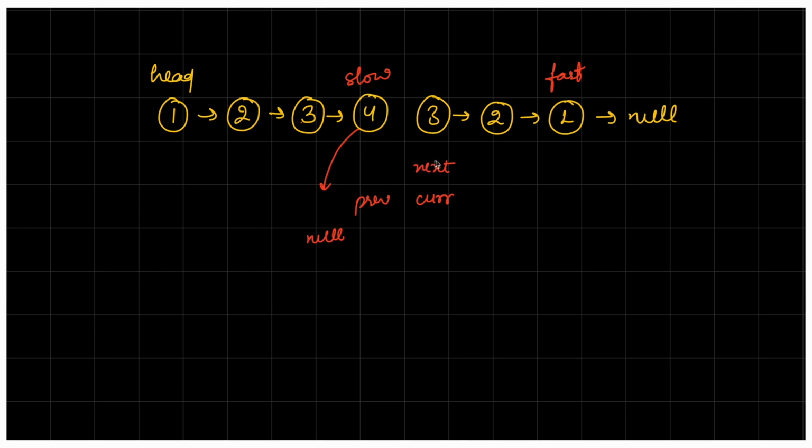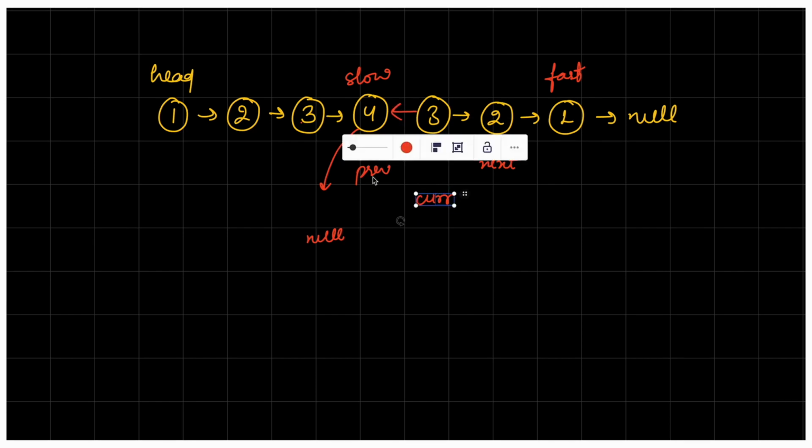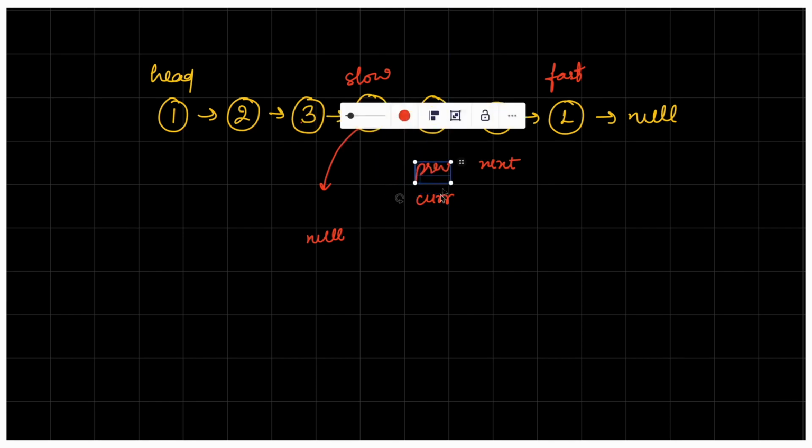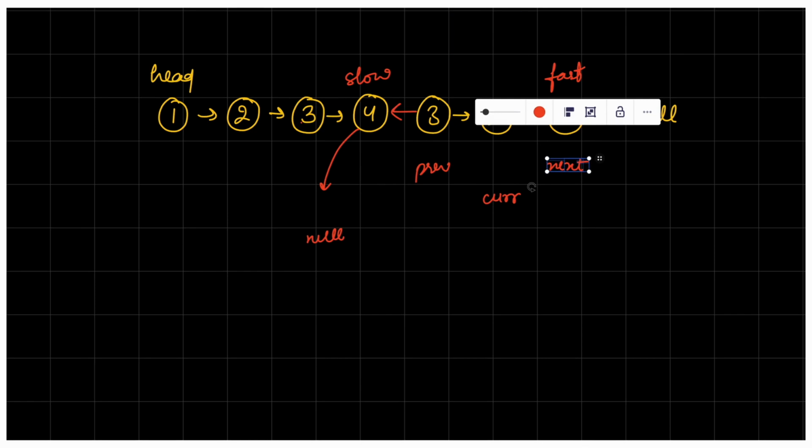Once again, let's do the same steps. Make next point to the next of current, then current will start pointing to the previous, which is this 4. Then previous becomes current and current becomes next, so we move one pointer ahead. Now because 3 is pointing to 4, this link is broken.